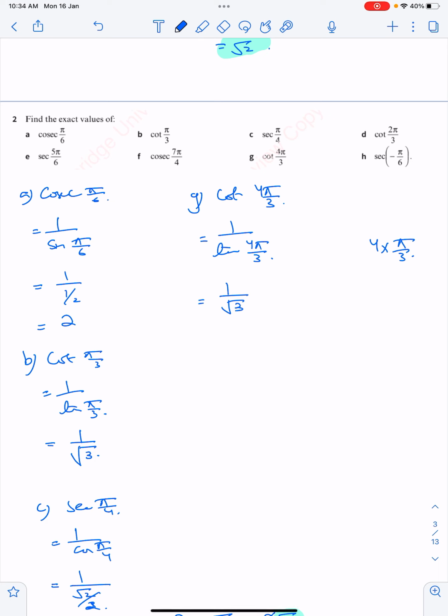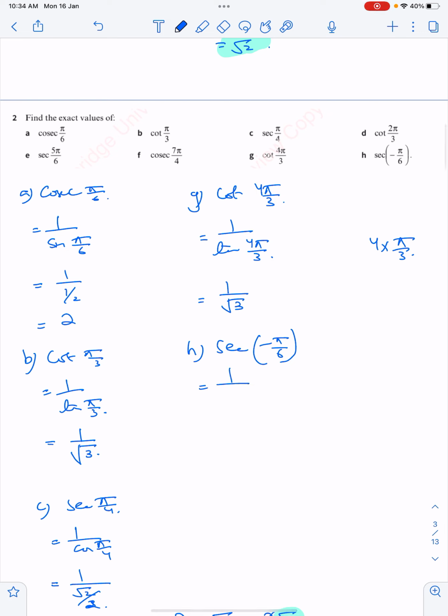to the G part. Okay, I am doing the last part now, the H part, which is sec of negative pi by 6. Pi by 6 is 30 degrees. And this is a negative angle, that means lying in the fourth quadrant where cos is positive, so sec is also going to be positive. So 1 upon cos of negative pi by 6.